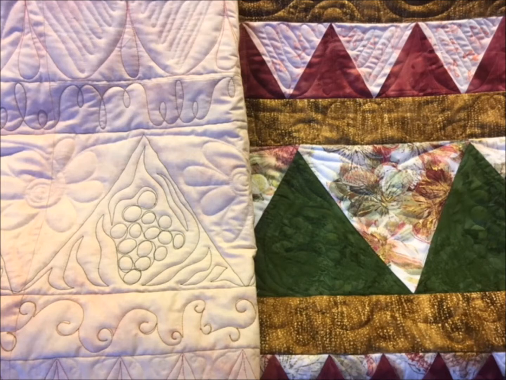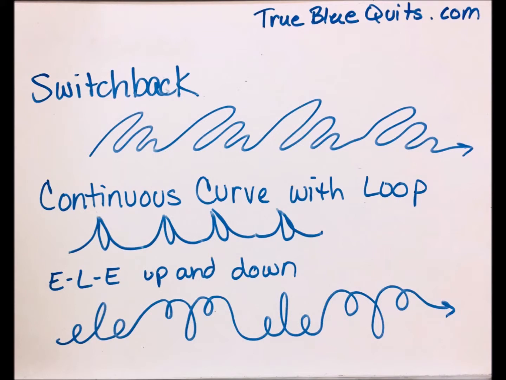More designs for medium and large triangles in these next several rows. I started with a basic switchback, parallel curved lines done freehand, easy to alternate the size there for the decreasing space in the triangle. A continuous curve with a loop, just stitch to the point of the triangle, draw a loop hanging down, and then curve back to the point of your triangle.